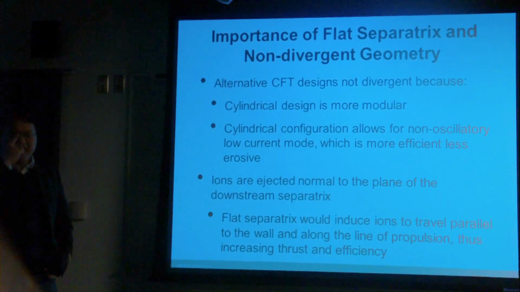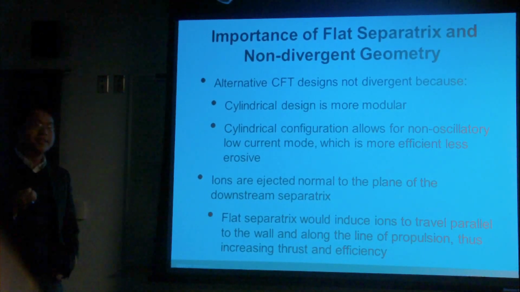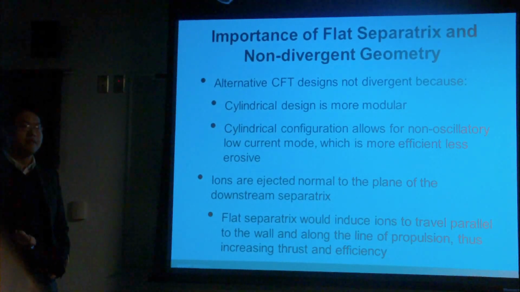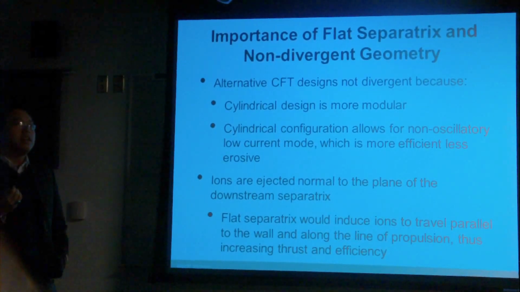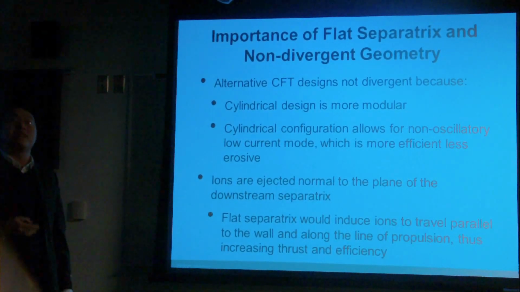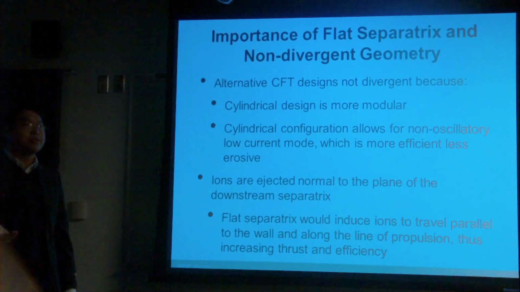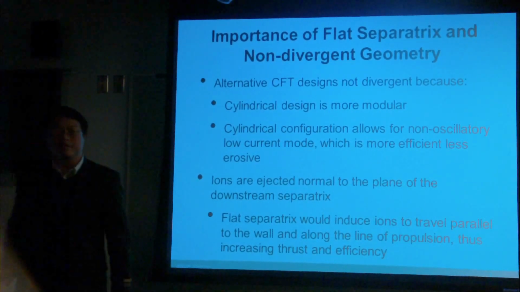I mentioned earlier about not having a divergent geometry for this design. There's also critical aspects of the density of the electrons. So we determined that if you have a cylindrical design again, you might be able to have low non-oscillatory currents, which would be beneficial for efficiency and for erosion issues.